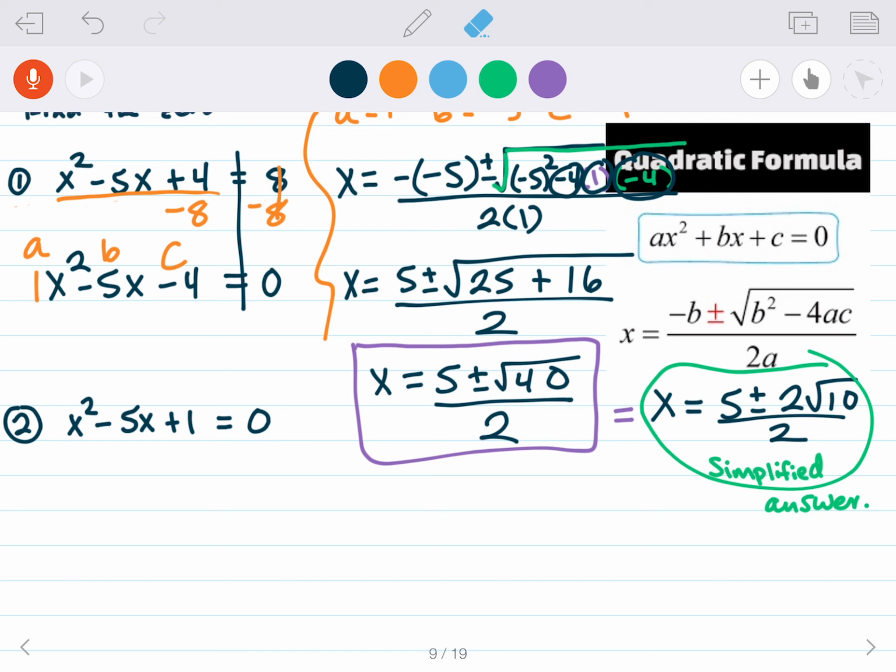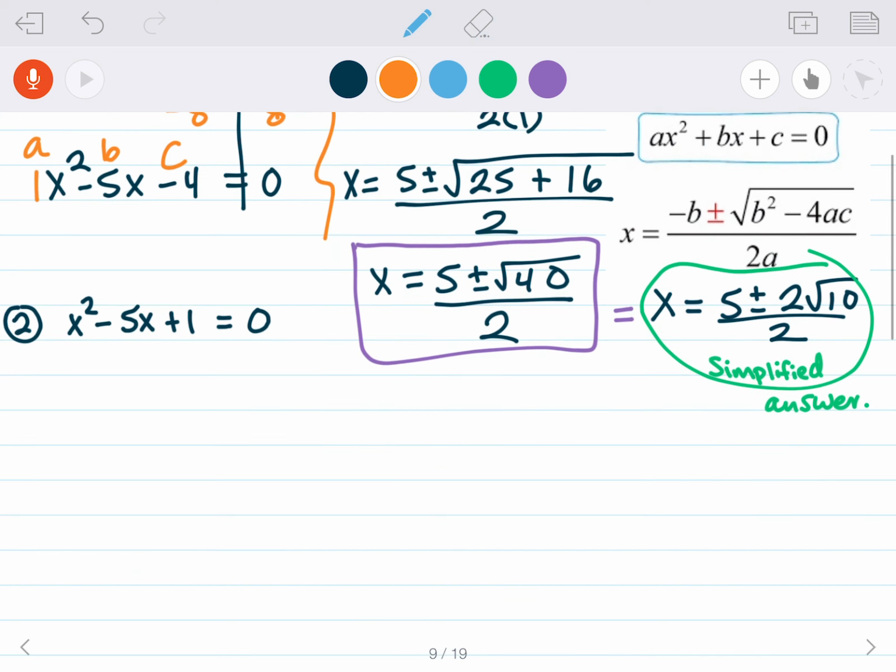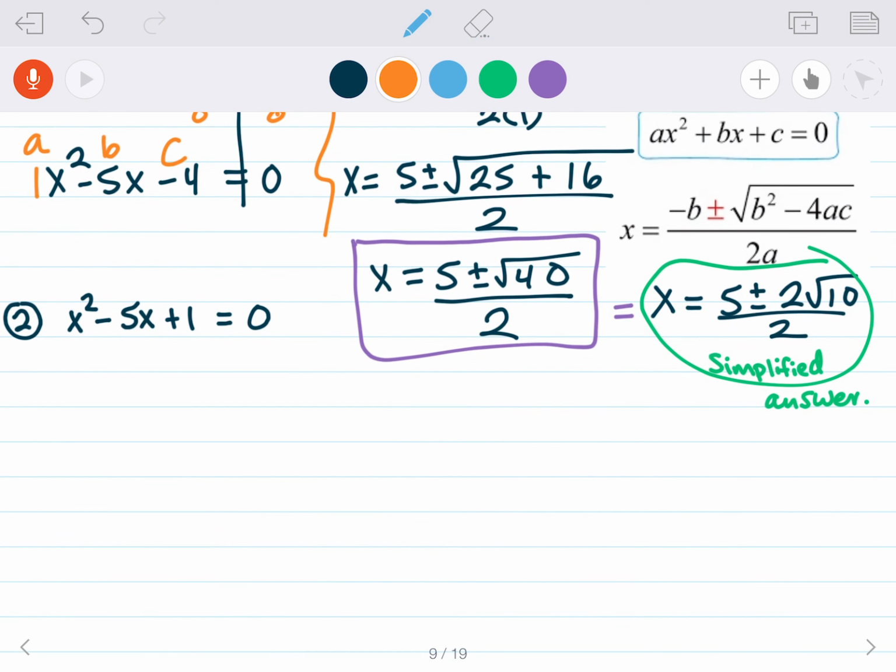So let's look at number 2. We're in standard form. We want to solve this, so we want to find the zeros. Now, I can't factor this. I'm trying to think of numbers that multiply to 1, yet add to -5, and I can't think of anything. So in that case, I'm going to use the quadratic formula. Now, in our case, A is equal to 1, B is equal to -5, and C is equal to 1 as well.